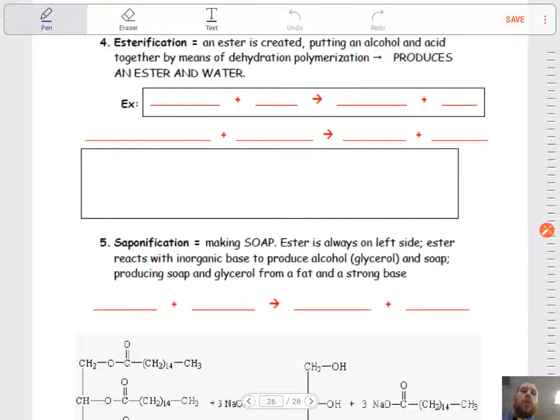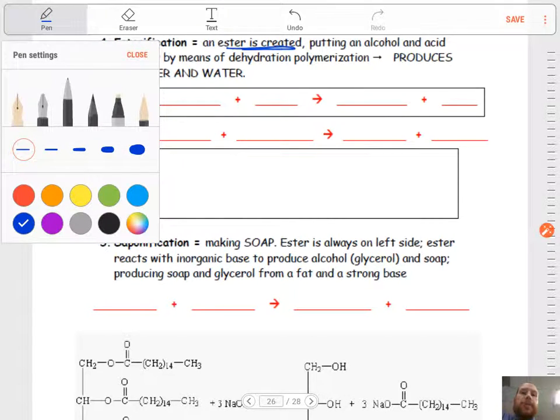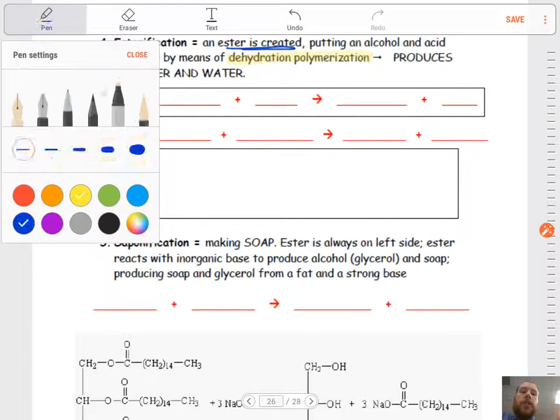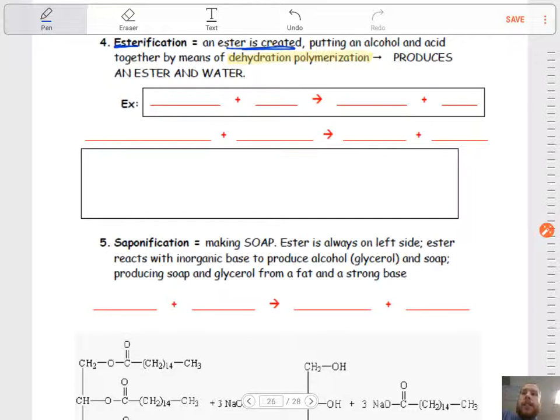All right, number 4, esterification, where an ester is created. So again, the name, like I was just saying, is going to tell you what's going to be a product, one thing to look for. With an esterification reaction, you're putting an alcohol and an acid together by means of what's called a dehydration polymerization. It's a big fancy word, guys. We'll talk about polymerization a little bit later, but dehydration should be your clue. What's one product that's going to be formed? Water.